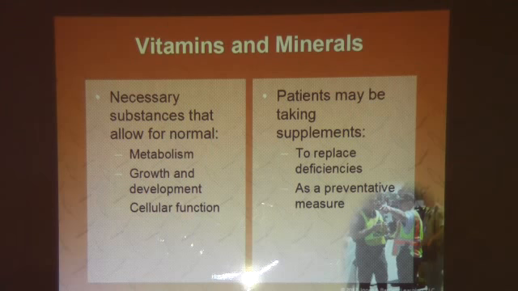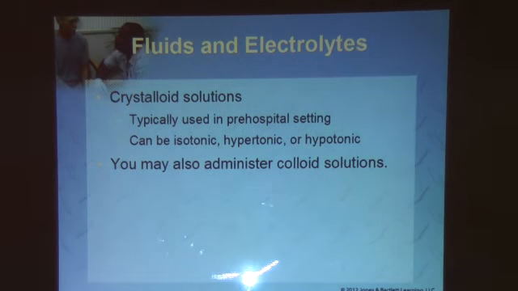Vitamins and minerals are necessary substances that allow for normal metabolism, growth and development, and cellular function. Patients may be taking vitamin and mineral substances to replace a deficiency or as a preventive measure. Thiamine is very important in the pre-hospital setting, as it aids in converting carbohydrates into energy. People with alcoholism, among others, tend to be deficient in thiamine.